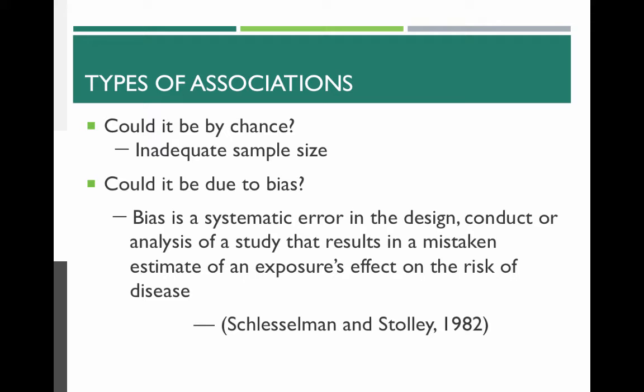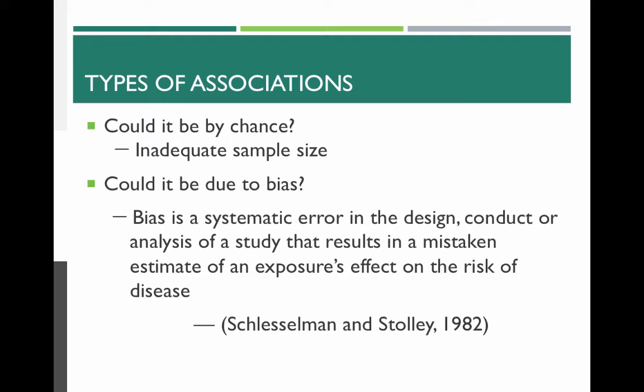So if we've ruled out chance, then the second thing we need to ask ourselves is, could the finding that we're seeing be due to bias? And the definition of bias is that it is a systematic error in the design, the conduct, or the analysis of a study which results in a mistaken estimate of an exposure's effect on the risk of disease.